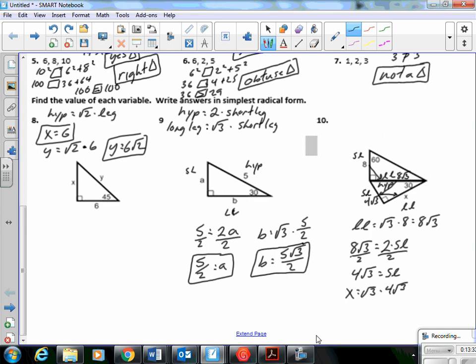And square root of 3 times 4 square roots of 3. I'm going to multiply the square roots of 3 and get rid of the radical, so it'll just be 4 times 3. Because the square root of 3 times square root of 3 is 9, and square root of 9 is 3. Right? So 4 square roots of 3, or 4 times 3, so x equals 12.